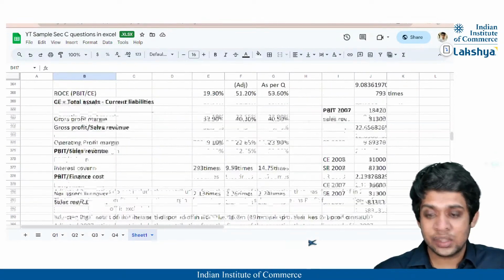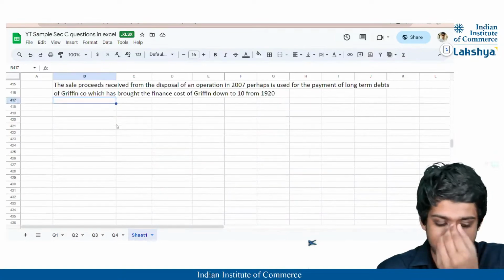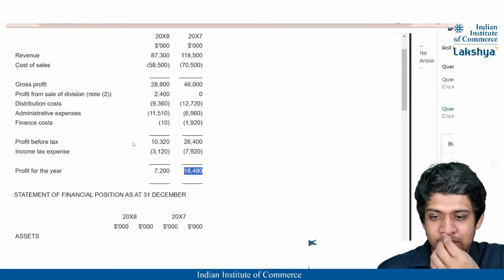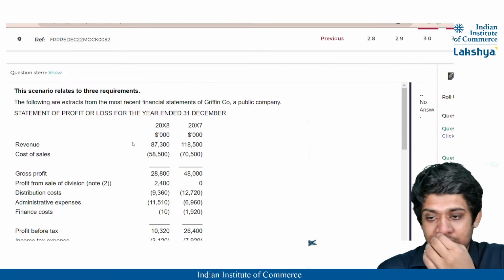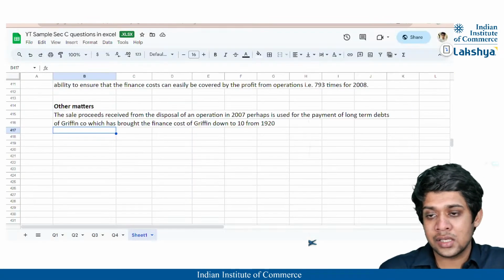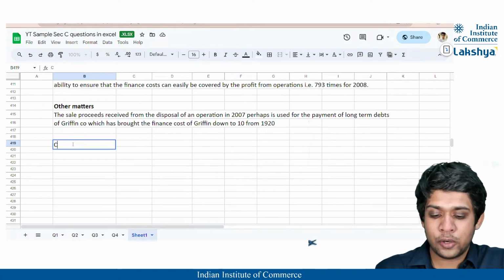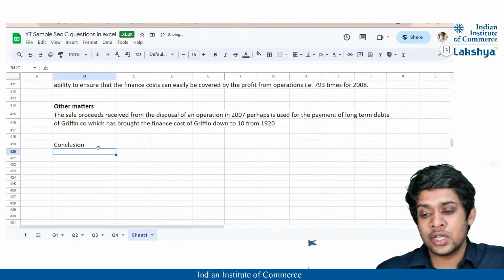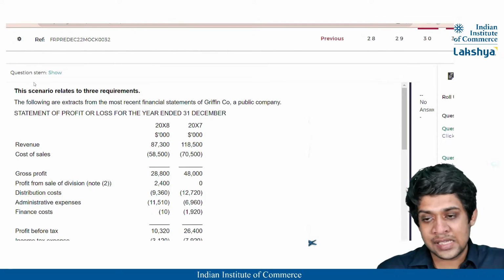So, see, guys, like this, you're supposed to interpret the financial statements. Okay. Now, I hope you're clear with the other matters as well. So, like this, you can actually state regarding other matters. And lastly, you're going to provide a conclusion, right?